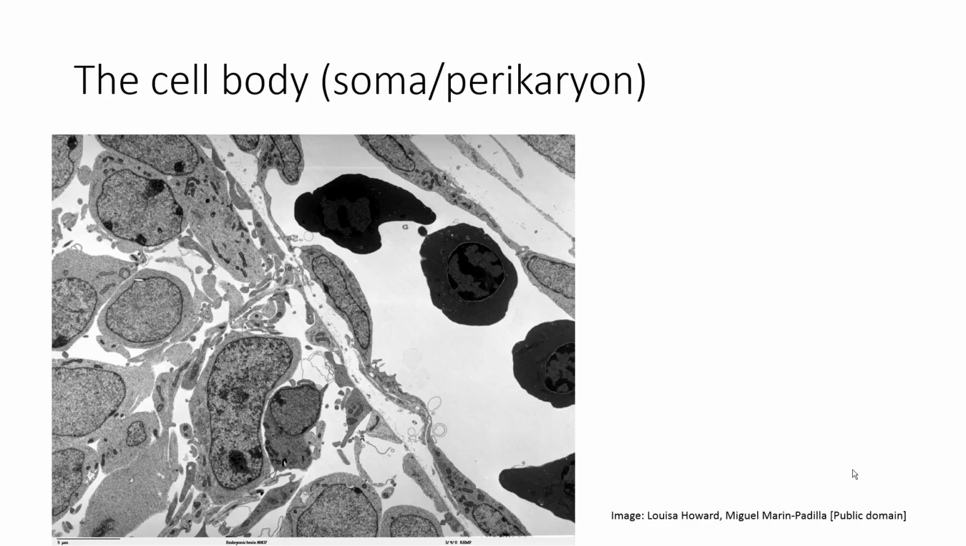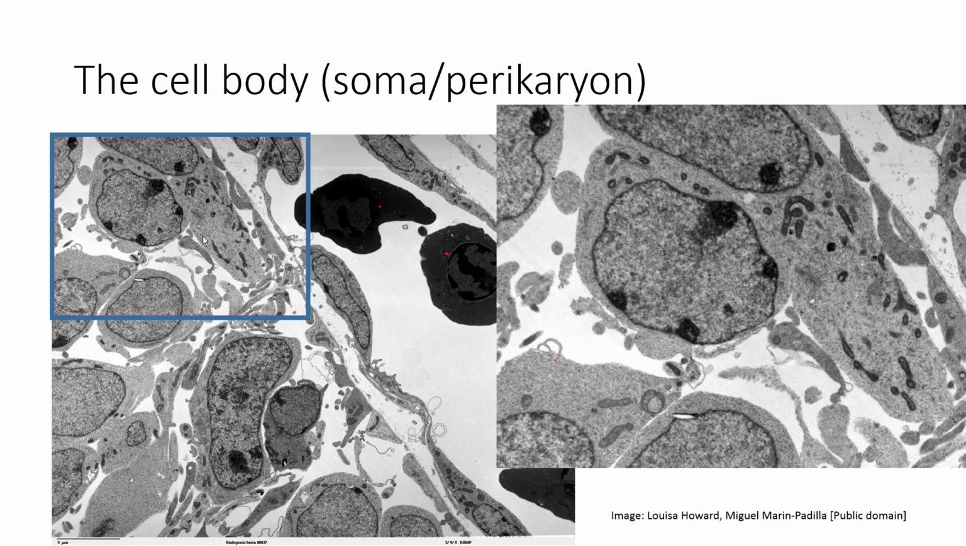So we're going to start with the cell body or soma or perikaryon or whatever you want to say. And this is a transmission electron micrograph of developing brain tissue in a mouse. You can see this is a capillary over here on the right hand side. So these are blood cells here. We're mostly interested in the developing nervous tissue over here on the left. So we're actually going to focus in on this top left-hand corner.